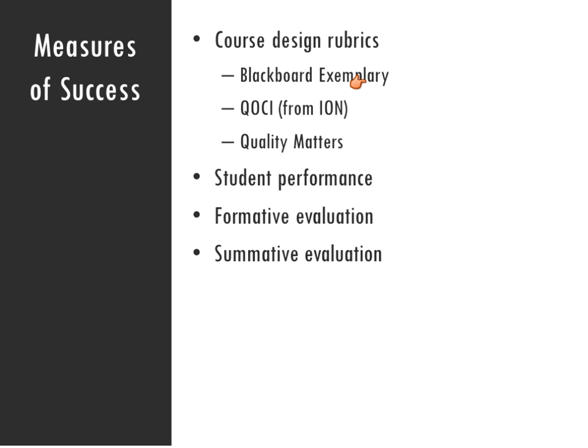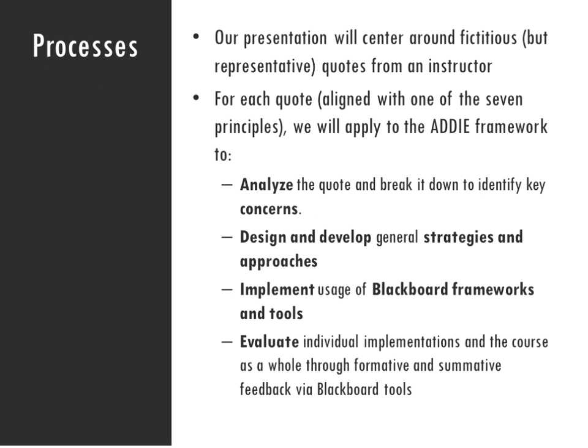So measures of success, the Blackboard exemplary rubric is one way of gauging your course design. The QUACI from ION, Illinois Online Network, and then Quality Matters are some rubrics you can use. Student performance in the course, and then always formative and summative evaluation are ways that we can measure our success.